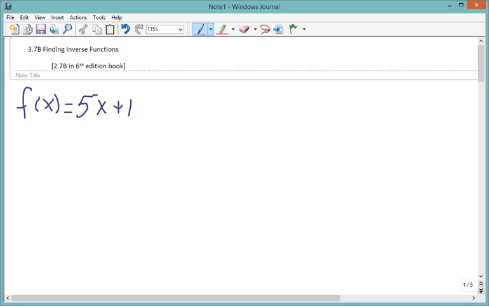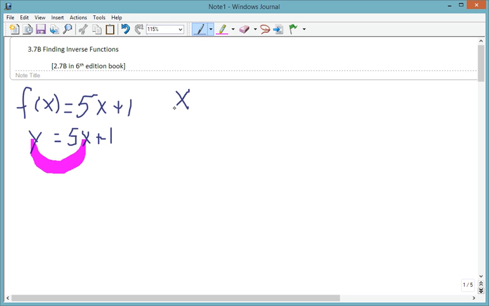In the last one, when we talked about inverse functions, what we found is that to get the inverse, you had to switch x and y, and that's what we did on the graph. Well, the same thing happens when we're looking at the equation. So remember that f of x is really just another name for y. So I have this equation, y equals 5x plus 1. So I want to just switch the x and the y.